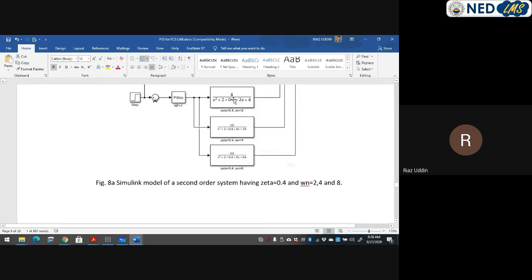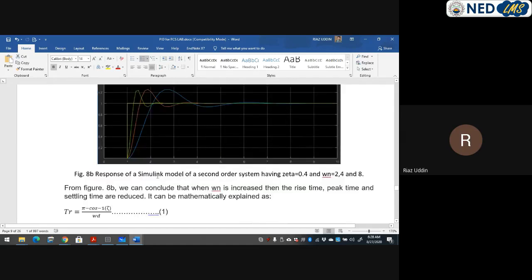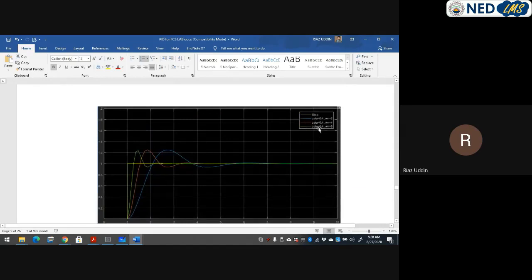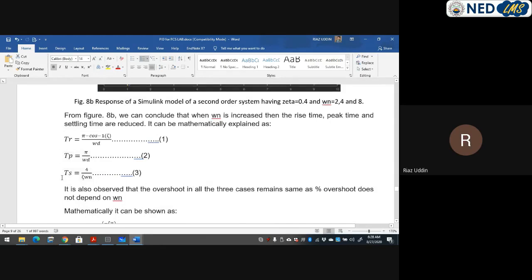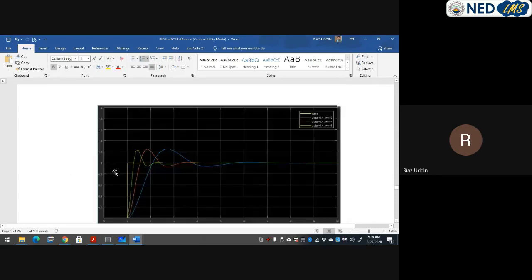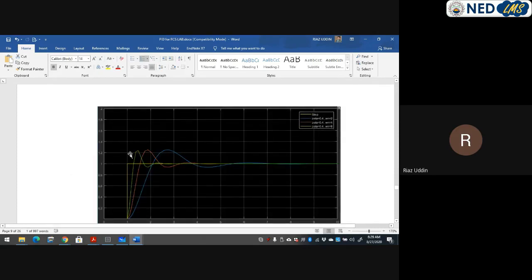You can see all the points are zeta. In your lab 7, you can also use the transfer function like this by mentioning zeta separately as a multiplier of the omega n. Now you can see both the systems were second order. Zeta was the same, but the natural frequency was different. The higher the frequency, the faster the rise time will be. We already studied in our lab 7 that omega d depends on omega n. If the value of omega d increases, which is in the denominator, the rise time is reduced. You can see omega n increases, rise time is reduced.